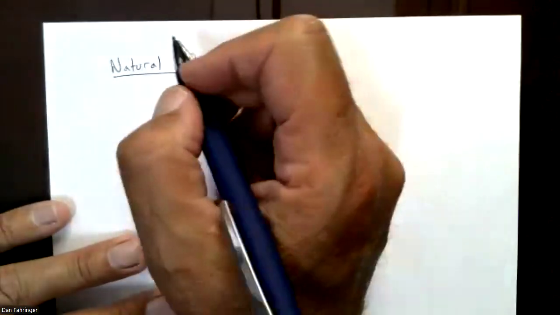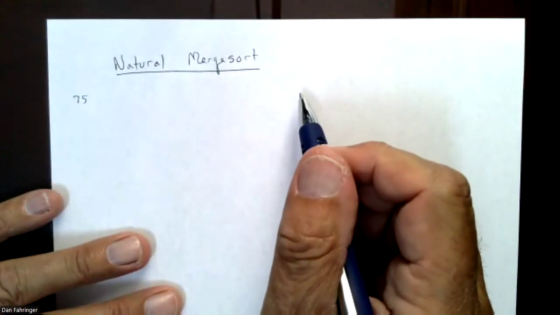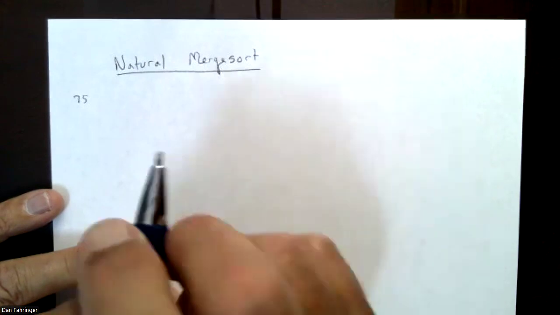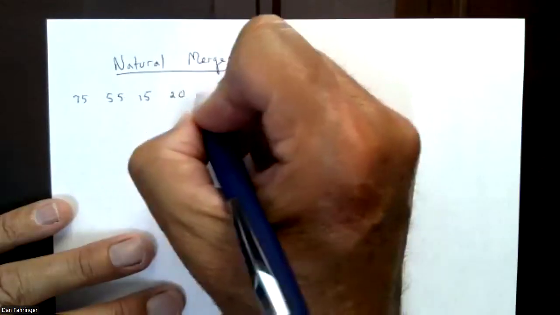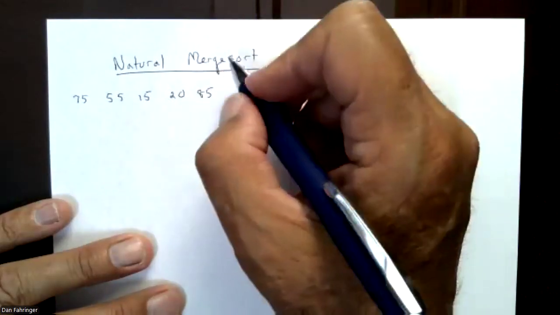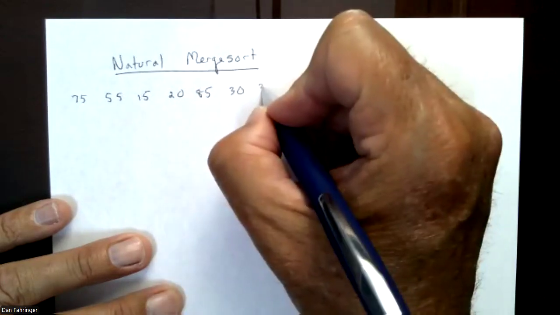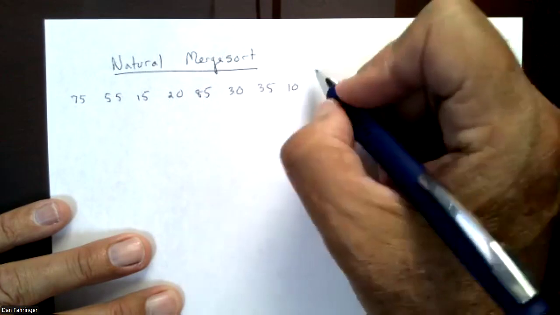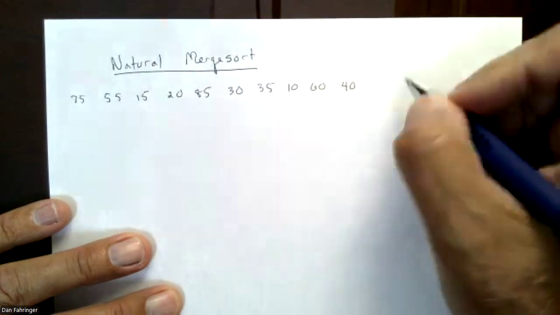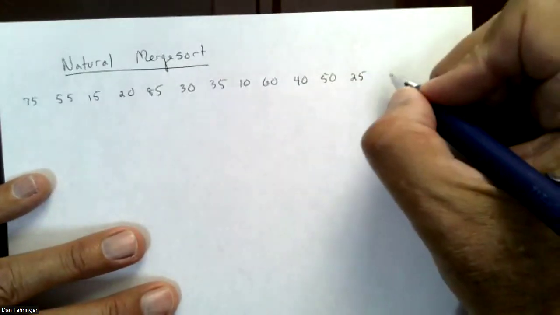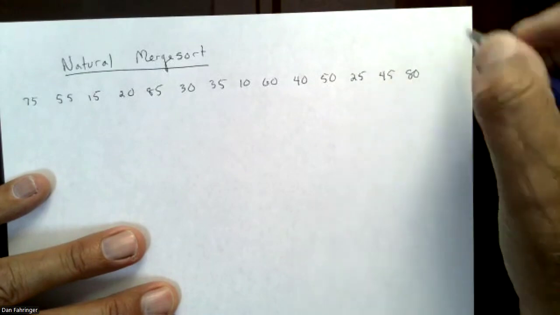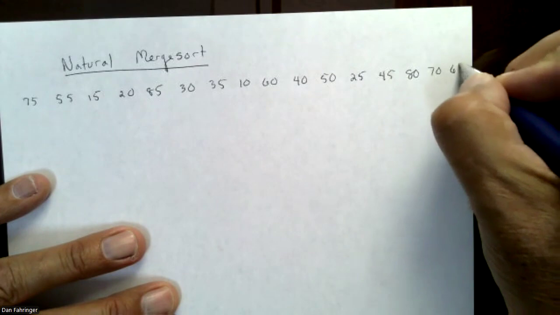And a list of numbers: 75. This is for when I don't have 16 numbers or 8 numbers or 32. I could use this one: 75, 55, 15, 20, 85, 30, 35, 10, 60, 40, 50, 25, 45, 80, 70, and 65.